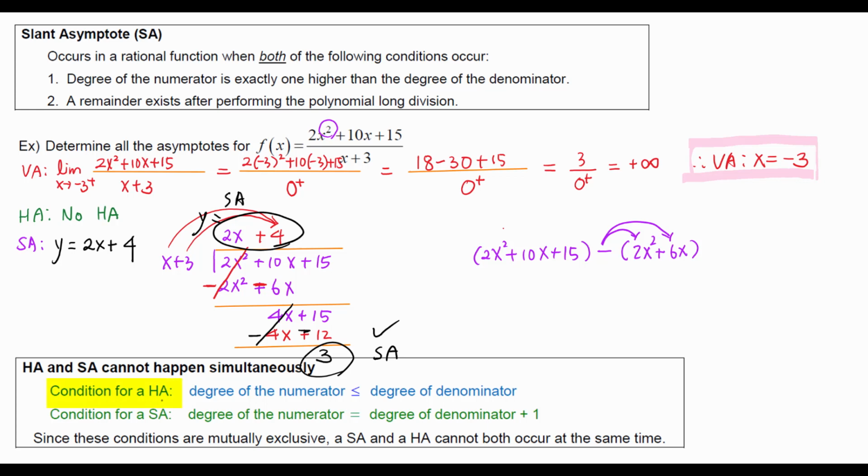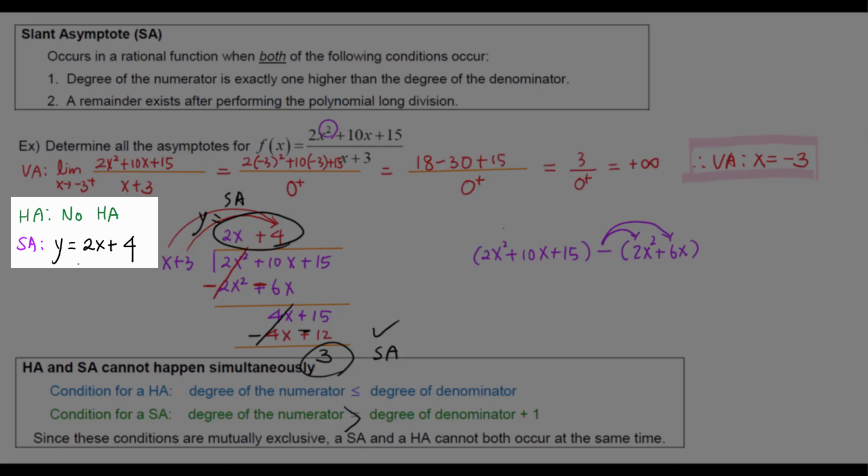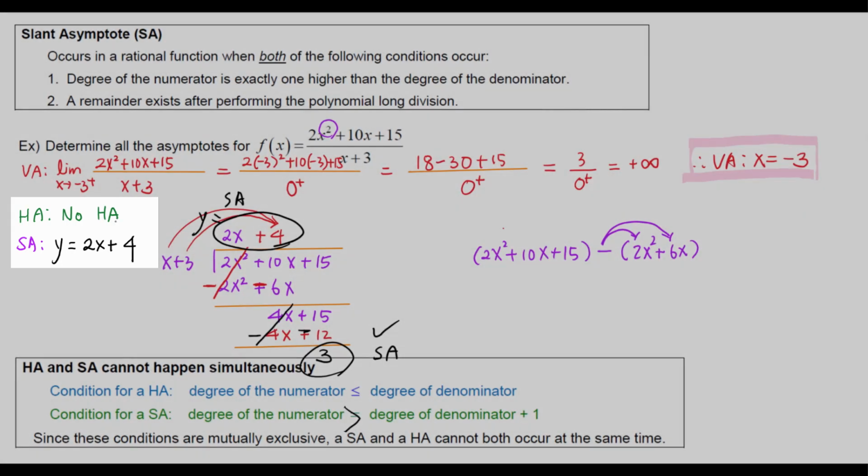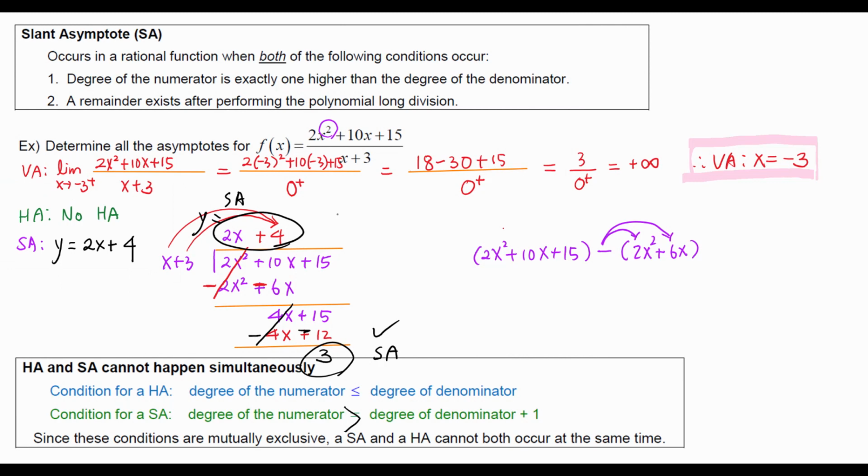So the condition for horizontal asymptote is degree of numerator less than or equal to the degree of denominator. And the condition for slant asymptote is degree of numerator being greater than degree of denominator by exactly 1 degree. So these two cannot happen at the same time. You notice that in the above example 2, I have a slant asymptote and I do not have a horizontal asymptote. So do not waste time looking for both of them, because it will never happen.